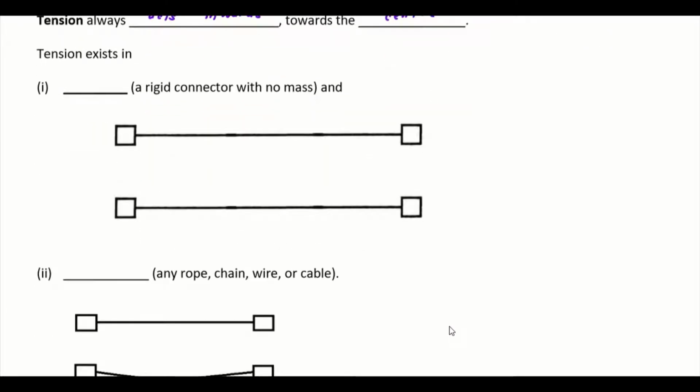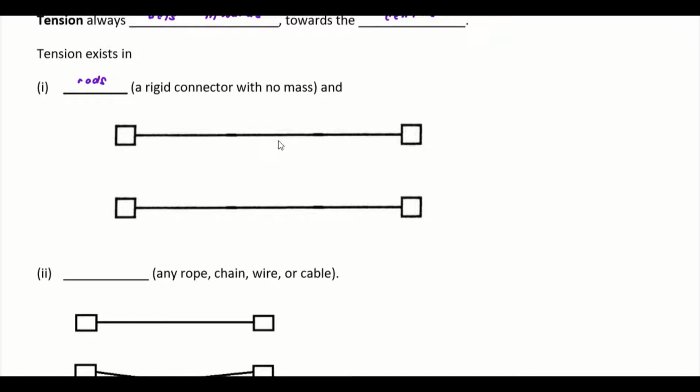The first one is the rod. You can imagine it as a rigid connector with no mass. You must remember that a rod is different from a rope or a string. A rigid connector means, for example, a simple idea is imagining a pencil used to connect two things. You wouldn't be able to stretch it, or change the direction of the pencil. It will just be rigid and solid like that. So that's the idea.